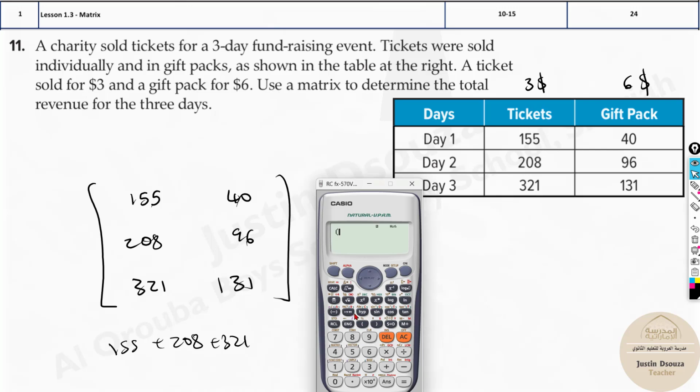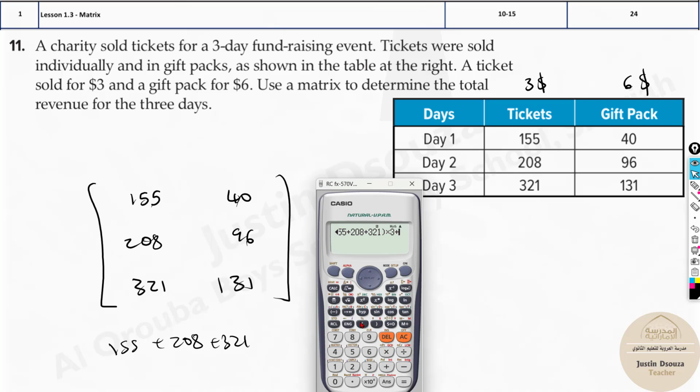Now what you do is use your brackets and then just type in the first column: 155, 208 and 321, and then multiply it with the cost of each ticket. It's 3, right? That is the total amount of revenue generated for selling tickets. But now since it's MCQ, they don't want individual values and everything. You just need the final answer.